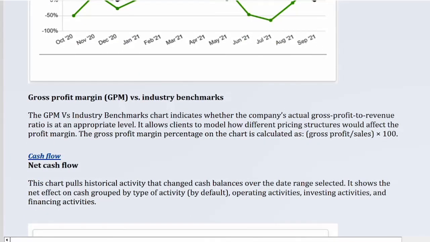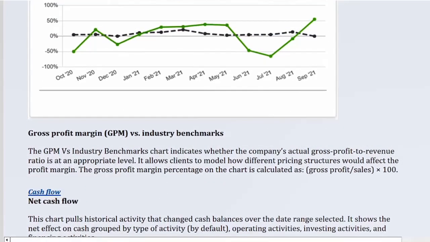Gross profit margin, GPM, versus industry benchmarks. The GPM versus industry benchmarks chart indicates whether the company's actual gross profit to revenue ratio is at an appropriate level. It allows clients to model how different pricing structures would affect the profit margin. The gross profit margin percentage on the chart is calculated as gross profit/sales times 100.